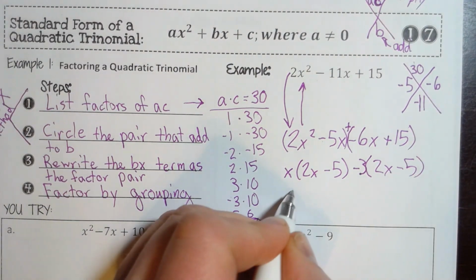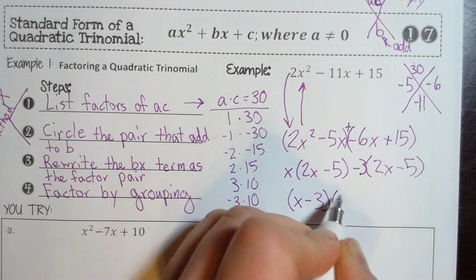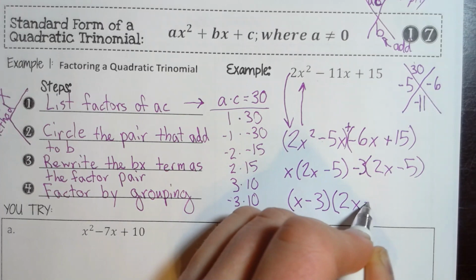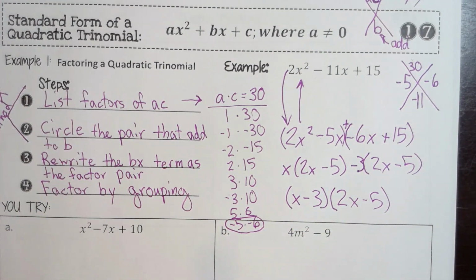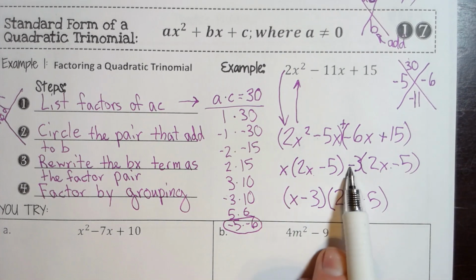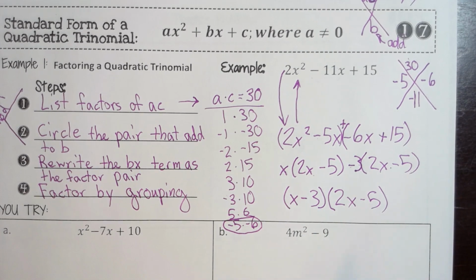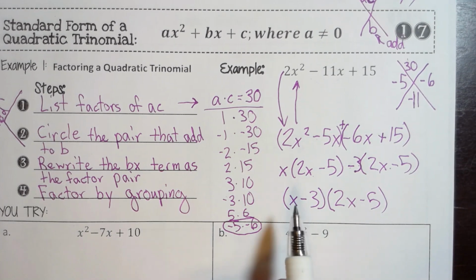And now we can rewrite this. X minus 3 and 2x minus 5. And I've been writing A in front, but it doesn't matter, right? Either order's fine. We found our A, and we've got our B plus C. Let's check to make sure we did this right, especially since we had to do this funky little thing in here.